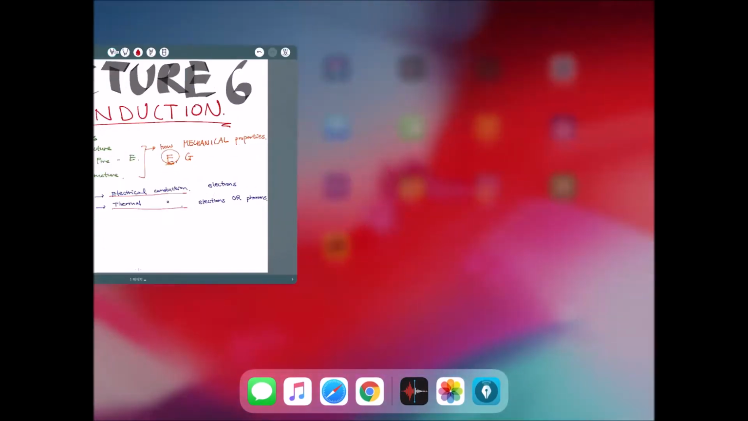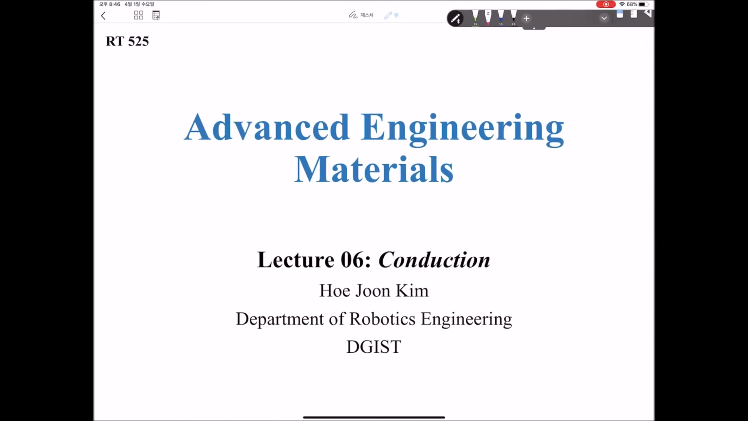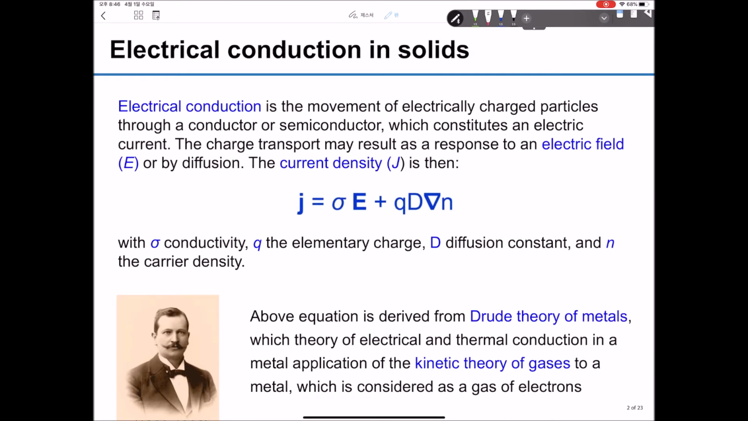So yeah, let's go back to the lecture note. So here is the lecture note, and here we'll jump into the electrical conduction in solids. We know that some of the solids can conduct electricity, and those we generally call conductors, right? And it basically has an overlapping band gap, right?